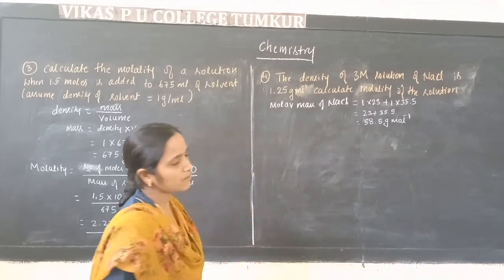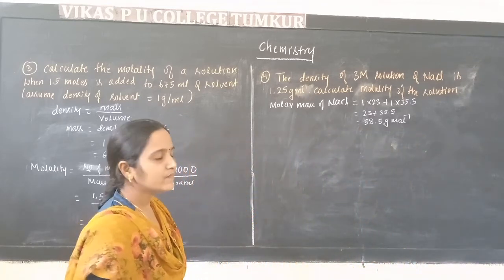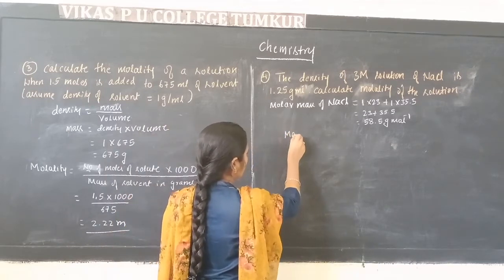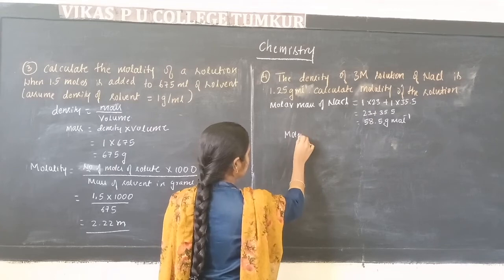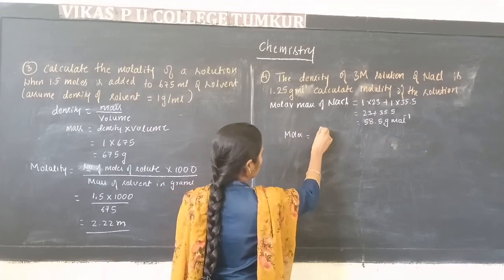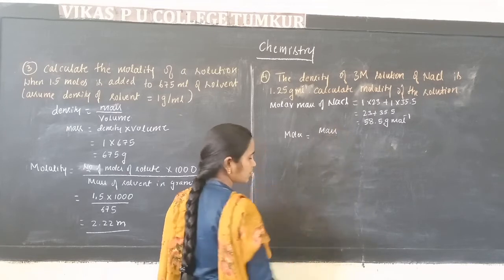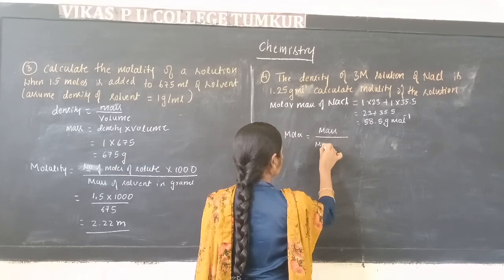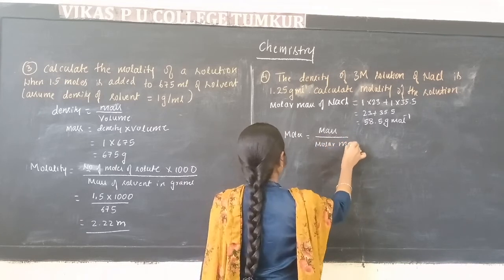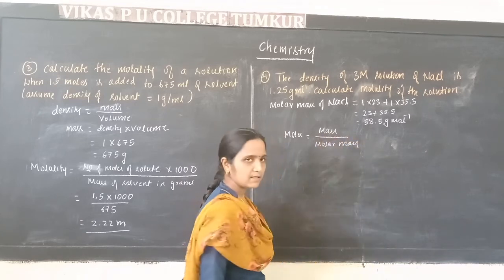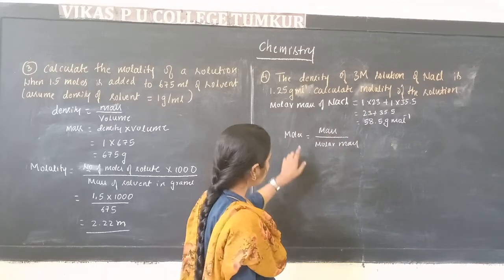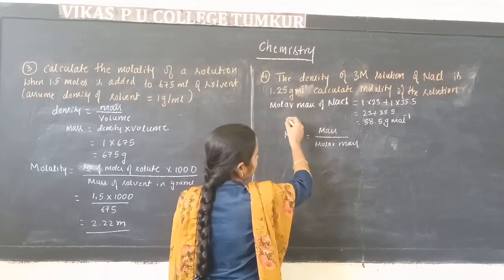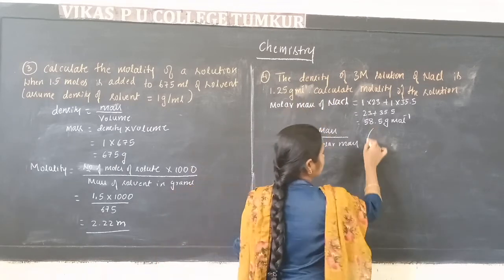Then we should calculate the mass of the solute. We know the formula, that is moles is equal to mass of the solute divided by molar mass. Then we should find the mass. Number of moles, what is given? 3 molar. It indicates 3 molar.